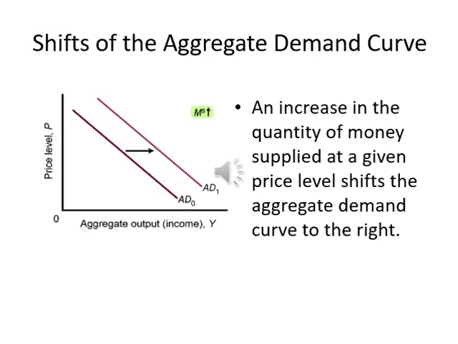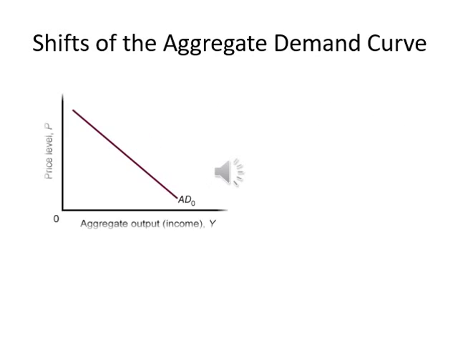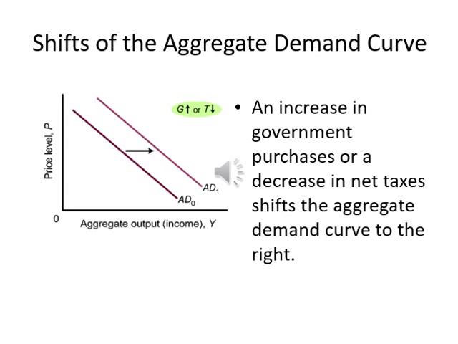An increase in the quantity of money supplied at a given price level shifts the aggregate demand curve to the right. An increase in government purchases or a decrease in net taxes shifts the aggregate demand curve to the right.